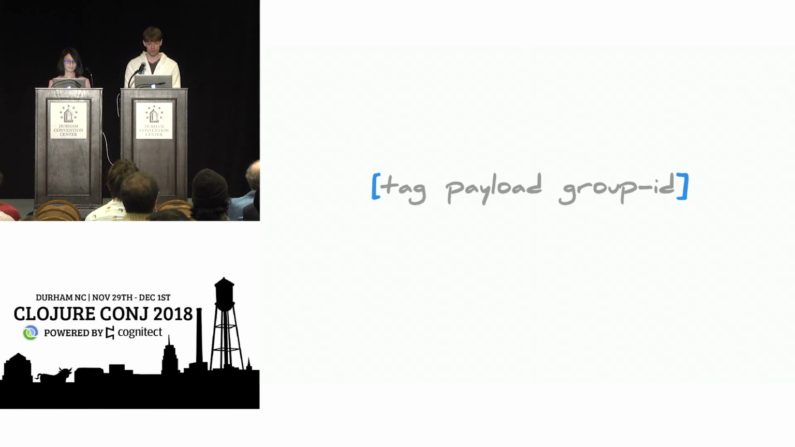Each message has a tuple with a tag, payload, and a group ID. The tag tells you what kind of message you're getting. The payload's got all the goods, and that can be decoded with some custom reader functions. And the group ID is what lets you match up related messages.